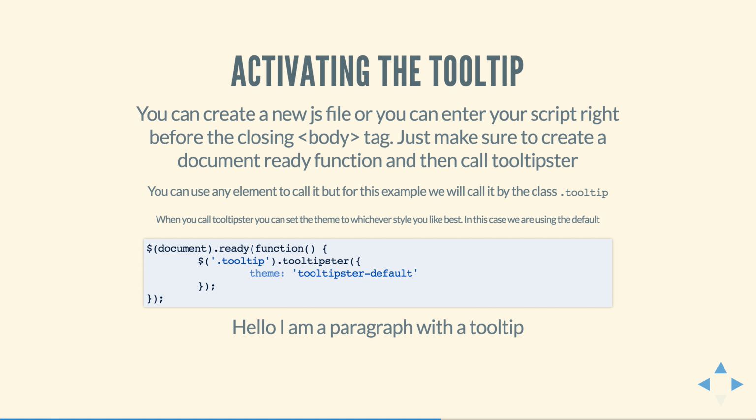So in order to do that, you just create a document ready function. Then you call your tooltip, which, like I said, I named class tooltip. So I call the tooltip, and you can change the theme here. If you don't add a theme, it's going to automatically give you the default theme. But here, let's say maybe I wanted punk, so I can change that to punk. But once you have it, this is the working tooltip.